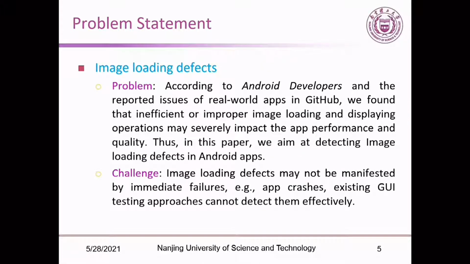According to Android developers and the reported issues of real-world apps in GitHub, we found that inefficient or improper image loading and displaying operations may severely impact the app performance and quality. Additionally, these image loading defects may not be manifested by immediate failures, for example, app crashes. Existing testing approaches can't detect them effectively. Thus, in this paper, we aim at detecting image loading defects in Android apps.